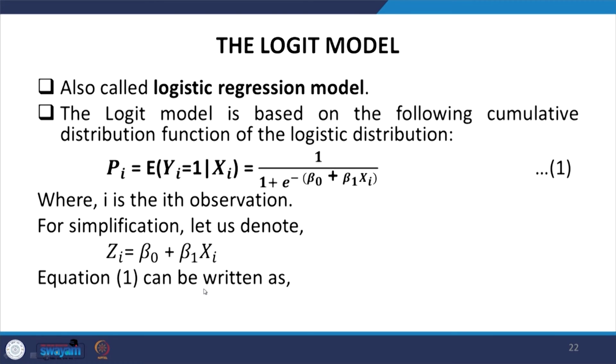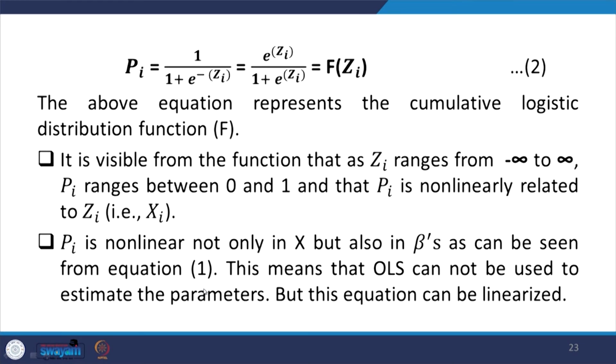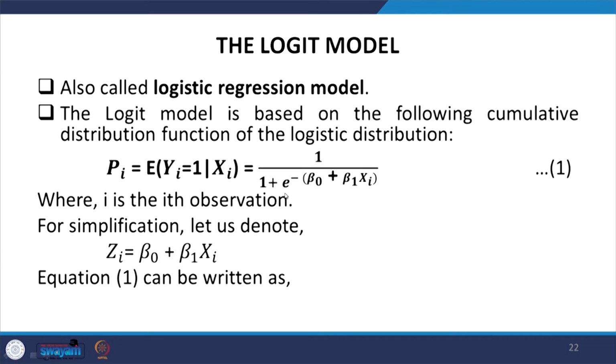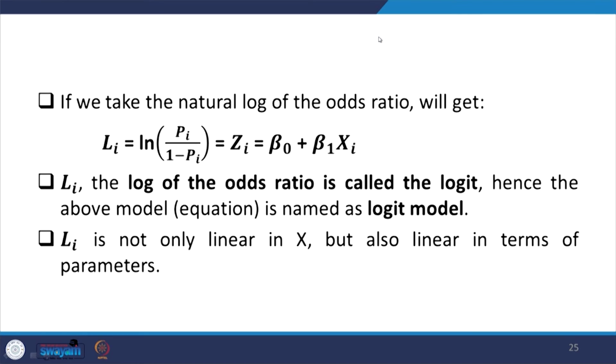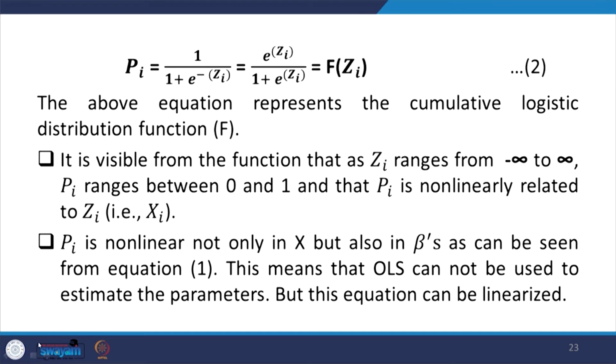Now, this equation can be written like this. Since we have 1 upon 1 plus e to the power minus z, this will be equal to 1 upon 1 plus 1 upon e to the power z, which will be equal to e to the power z divided by 1 plus e to the power z.